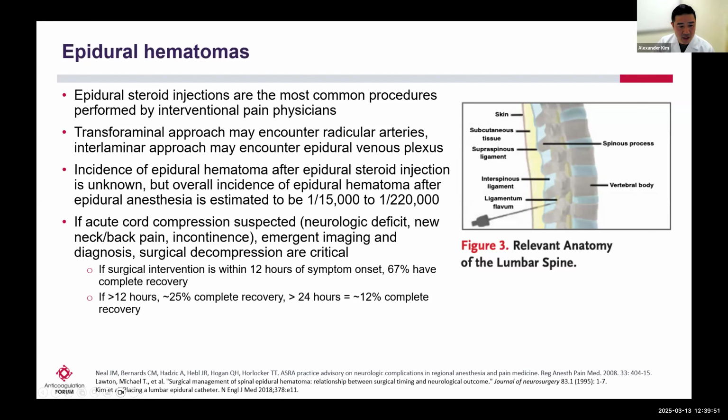and surgical decompression, if necessary, is really critical. If the surgical intervention is done within 12 hours of symptom onset, 67% of patients will have a complete recovery. If it's over 12 hours, only 25% will have a complete recovery. And if it's over 24 hours that the spine is decompressed after an epidural hematoma, only 12% will have complete recovery.